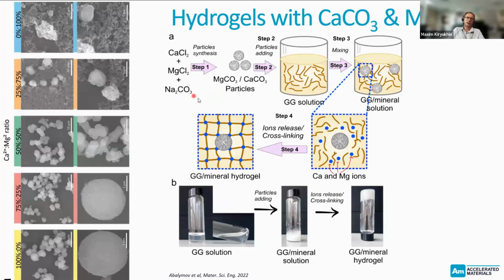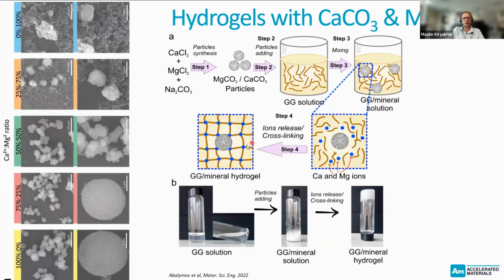Also, vaterite particles are widely used for making gels. In this particular case, it was gellan gum gels, where calcium ions are known to induce the formation of the gel by complexing with the carboxylate groups of the gellan gum molecules. And calcium carbonate, these vaterite particles, can be a source of these calcium ions, and their incorporation into the solution of gellan gum induces gelation.